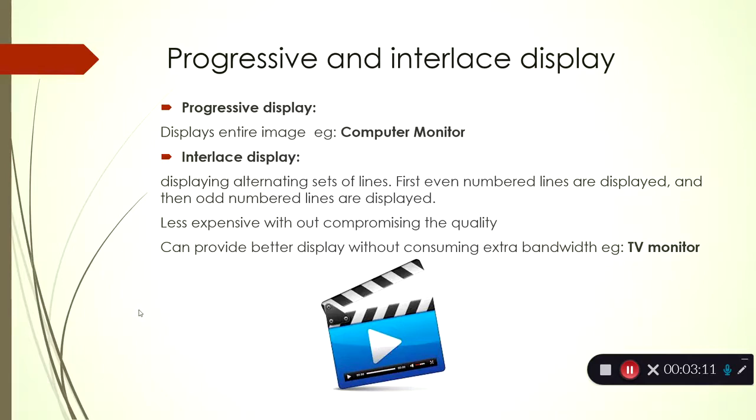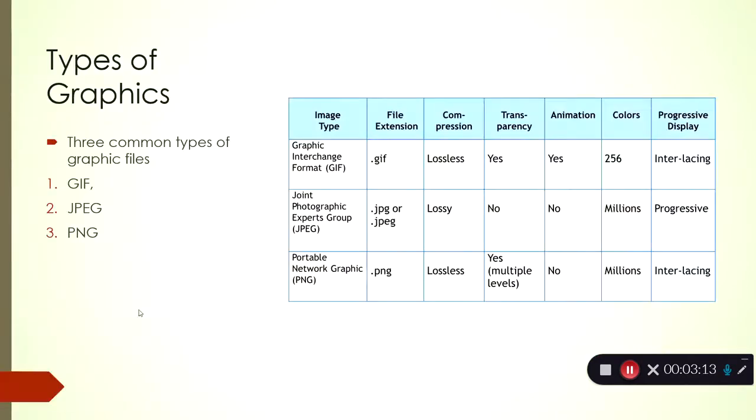The next characteristic that we are going to see is animation. You cannot animate your mobile image, but a GIF image can be animated. A PNG image cannot be animated. So only a GIF image can be animated.